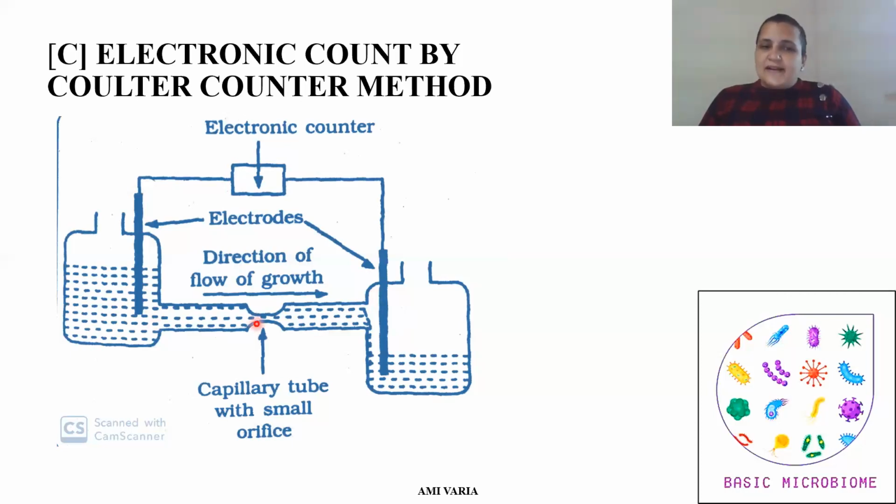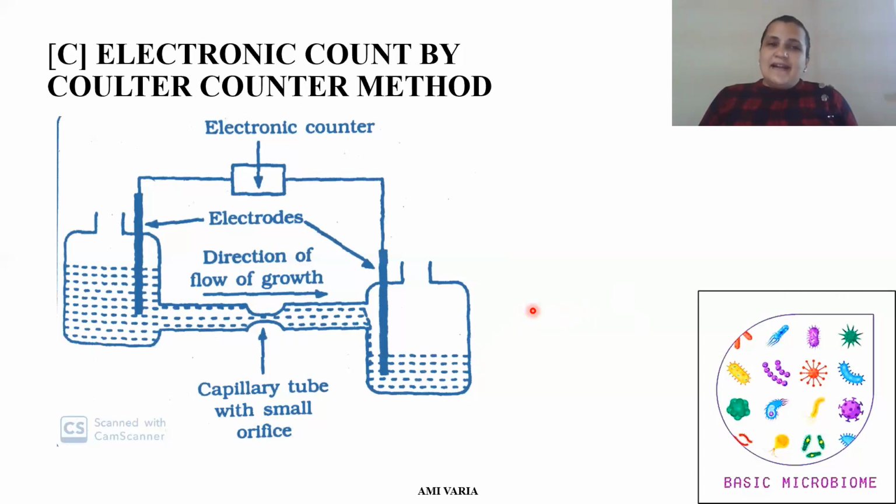Whenever a living bacterial cell passes through this orifice, it gives a blink in the electronic counter, which notes the number of bacteria passing through the orifice. By this method, we can easily judge whether growth is produced in our production medium. This method is generally used in large scale production.